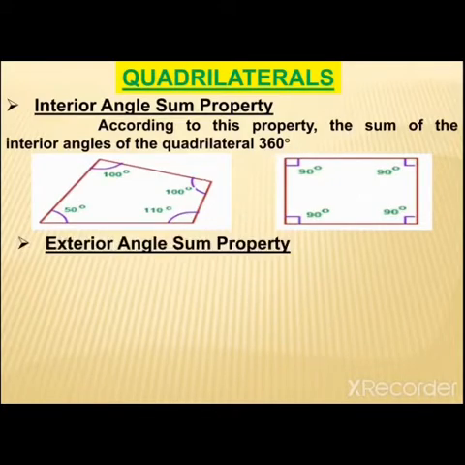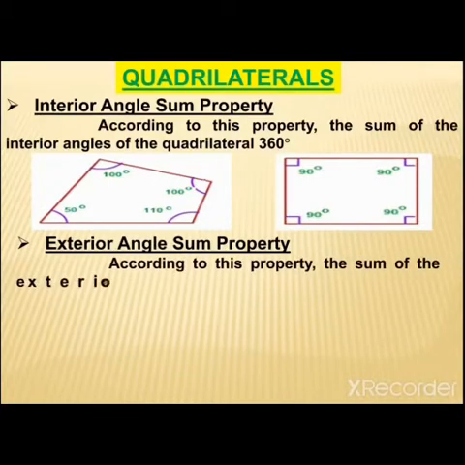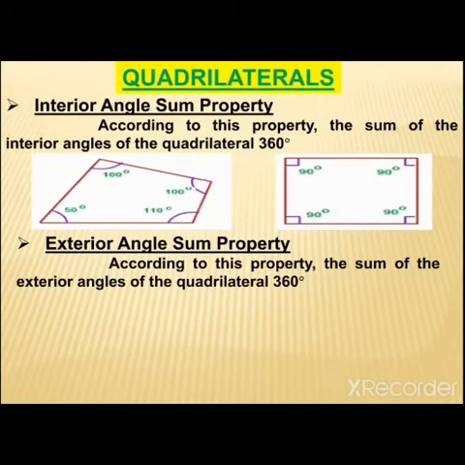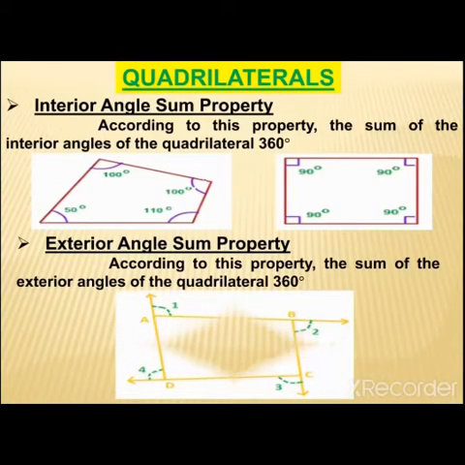Next is the exterior angle sum property. According to this property, the sum of the exterior angles of a quadrilateral is 360 degrees. Example is the diagram. Angle 1, angle 2, angle 3 and angle 4. All are exterior. Add these. So the complete sum is 360 degrees.